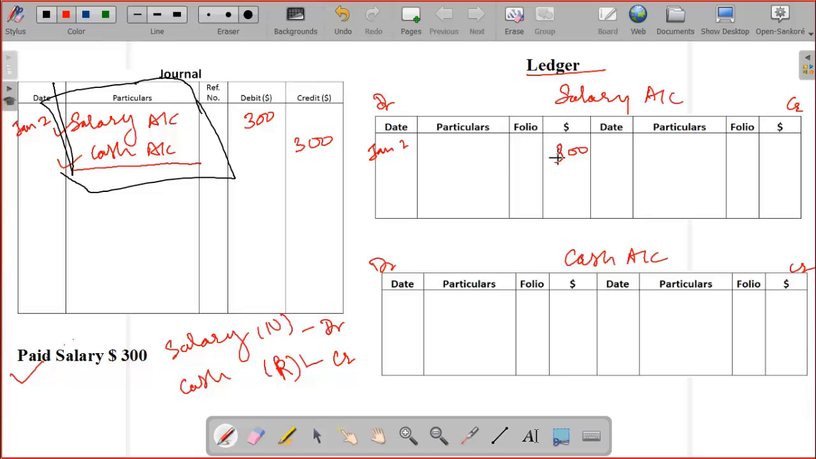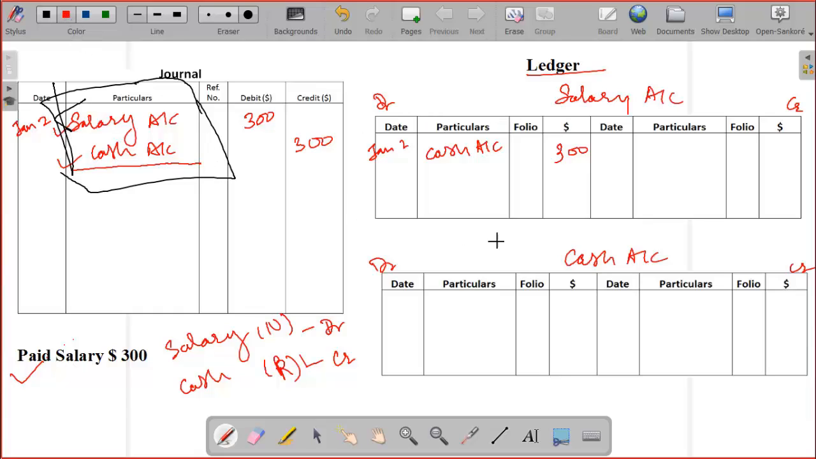Why on the debit side am I doing this? Because salary account is debited in the entry, that's why on the debit side. And then we will write the name of the opposite account, and here the opposite account to salary is which one? Cash. So we will write cash account. Getting my point? So posting is done in which account? In the salary account. So mark it that we did posting in the salary account.